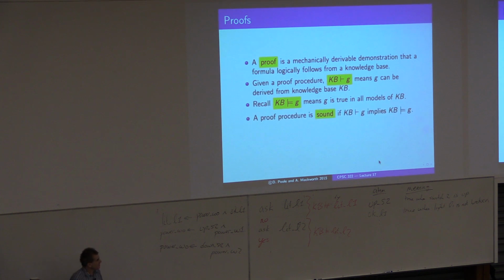And a proof procedure is sound if, when you can prove it, then it logically follows. So if you can prove something, then it logically follows. If you look at the proofs as the things we're going to predict, it means there are no false positives or false negatives. Which way around is it? Who knows what false positives and false negatives are? Which way around does sound mean?